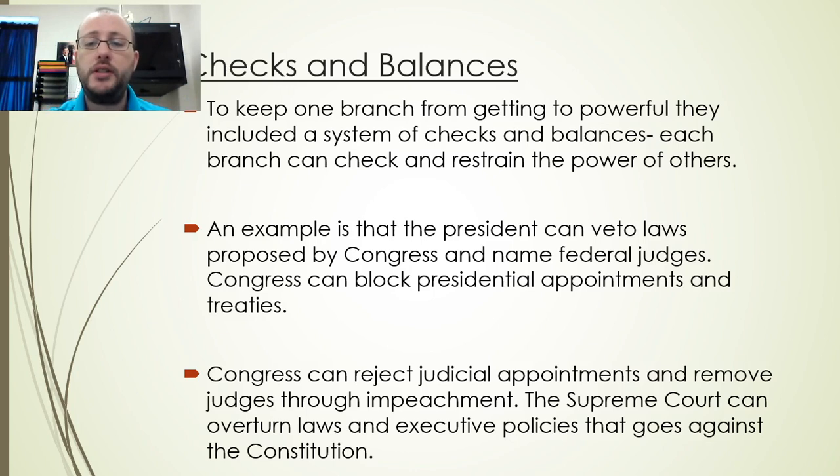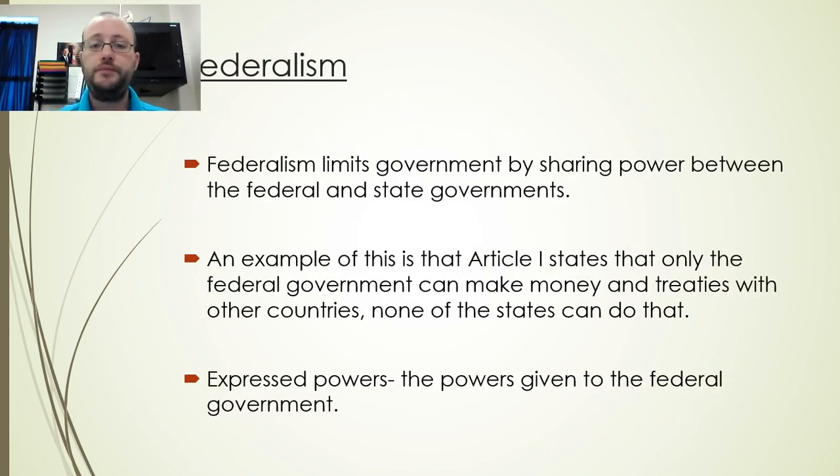An example is the president can veto laws proposed by Congress and name federal judges. Congress can block presidential appointments and treaties. Congress can reject judicial appointments and remove judges through impeachment, and the Supreme Court can overturn laws and executive policies that go against the Constitution. Those are just a few examples of how checks and balances work.